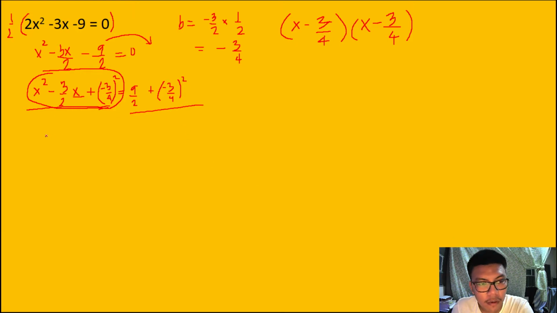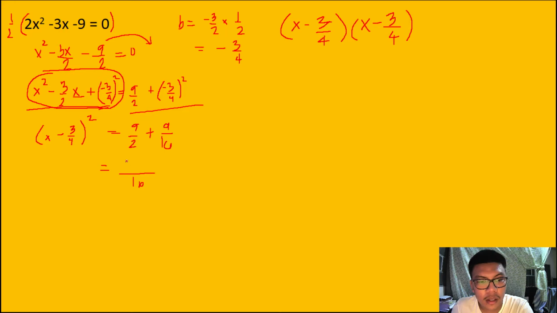So we have now x minus 3 over 4. So perfect square na daw yan. Okay, squared na siya, no? So equals 9 over 2 plus, so plus na kasi negative 3 over 4 squared. Negative times negative, positive. So positive 9 over 16. Then, we simplify that. So, gawin natin 16 ang kanyang LCD. So, 16 divided by 2 is 8.